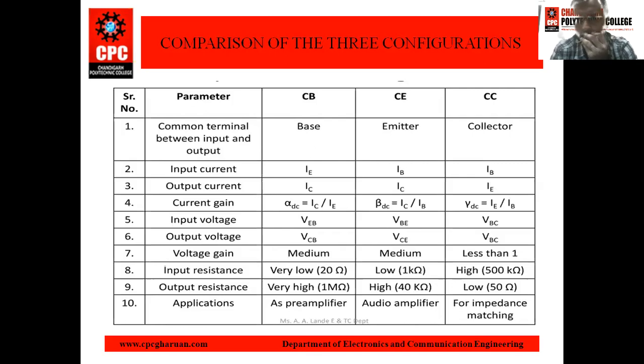Input resistance is very low in the case of common base, low in common emitter, and high in common collector. Output resistance is very high in the case of common base, high in common emitter, and low in common collector. The application of common base is preamplifiers, the application of common emitter is audio amplifiers, and the application of common collector is impedance matching.